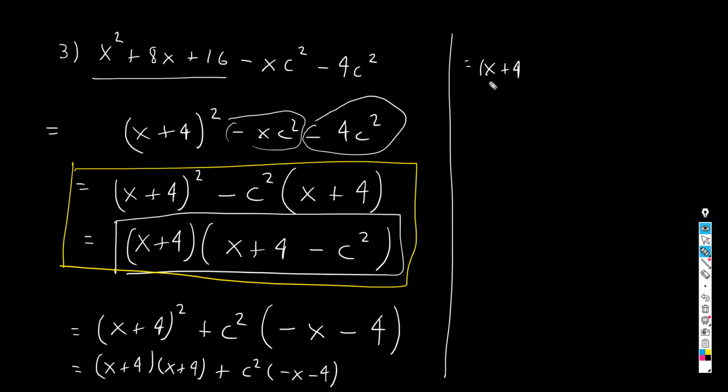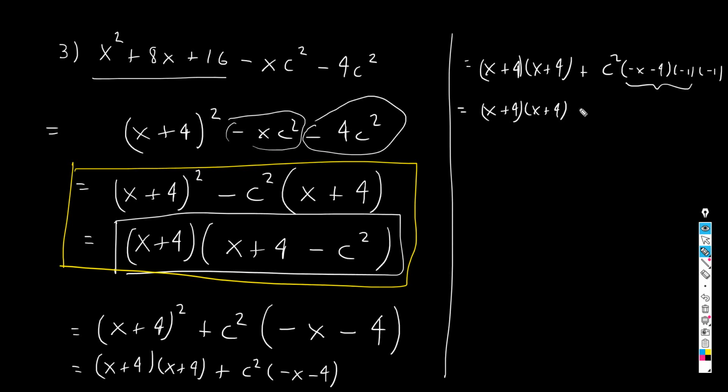I'm gonna continue here. So it's gonna be x plus 4 times x plus 4, or x plus 4 squared, it's the same. And I'm gonna apply such thing I told you. I'm gonna apply c squared times minus x minus 4 times minus 1 times minus 1. Okay, so let's start. I'm gonna first multiply these two, this factor and minus 1.